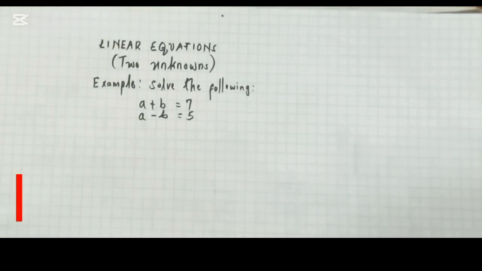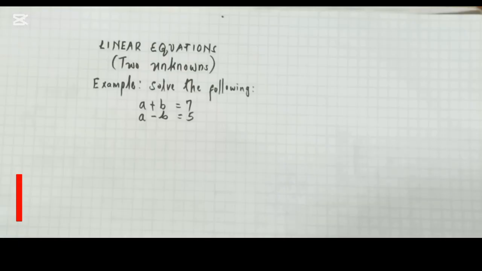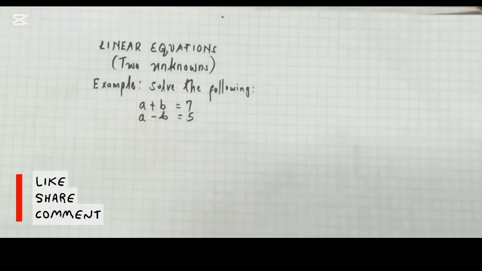So we are going to continue with linear equations, but in this particular class, we're going to focus on linear equations that involve two unknown variables. In the previous class, we only did linear equations involving one unknown variable, and today's class is going to involve two unknown variables. Such equations are usually called simultaneous equations.